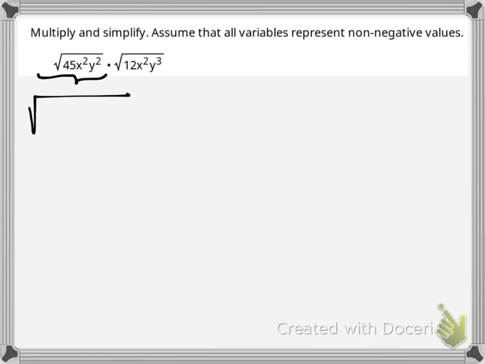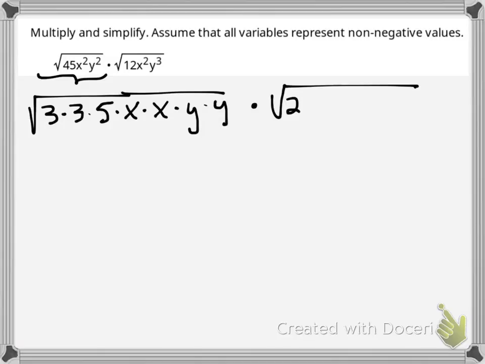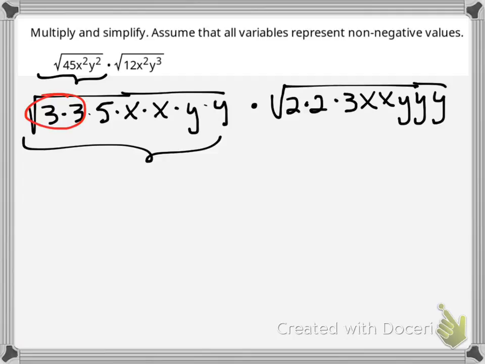Well, if we factor 45, we're going to get 3 times 3 times 5, and x and y. Remember, we're taking the square root of this quantity, so we're looking for factors that appear twice. 3 times 3. If we look at the other factor, let's go ahead and factor that out. Okay, so simplifying that first radical, we've got 2 3's.